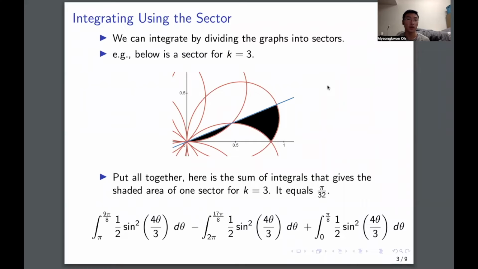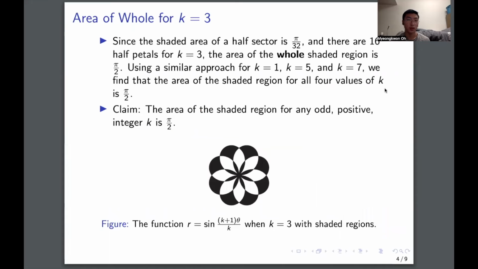We can integrate by dividing the graphs into sectors. For example, below is a sector for k equals 3. And putting this all together, here's a sum of the integrals that gives the shaded area of one sector for k equals 3, which equals pi over 32. And since the shaded area of the half sector is pi over 32, and there are 16 half petals for k equals 3, the area of the whole shaded region is pi over 2.